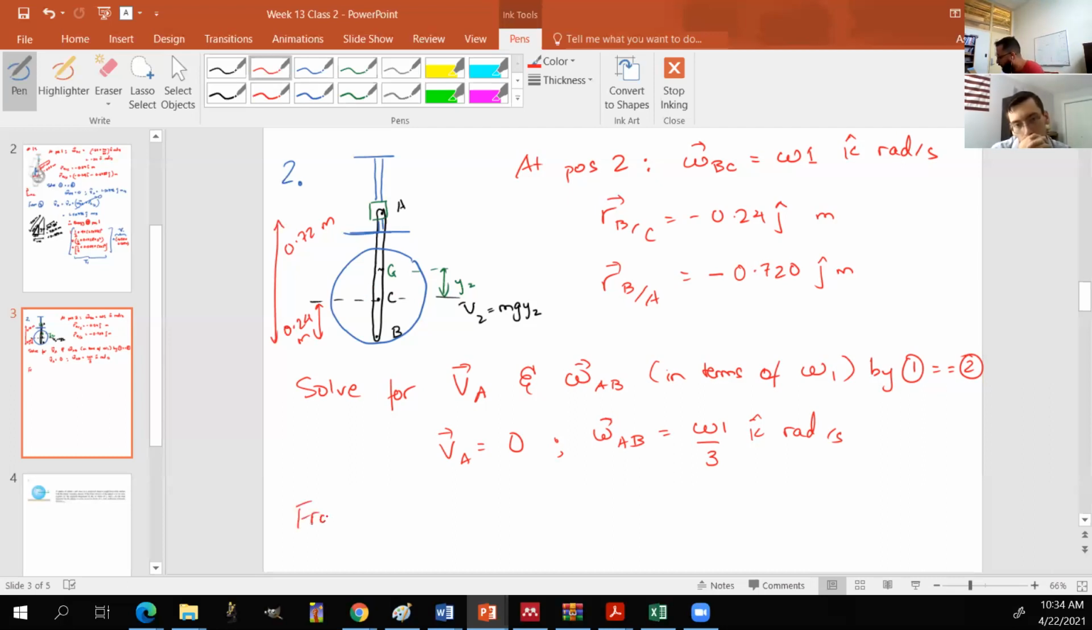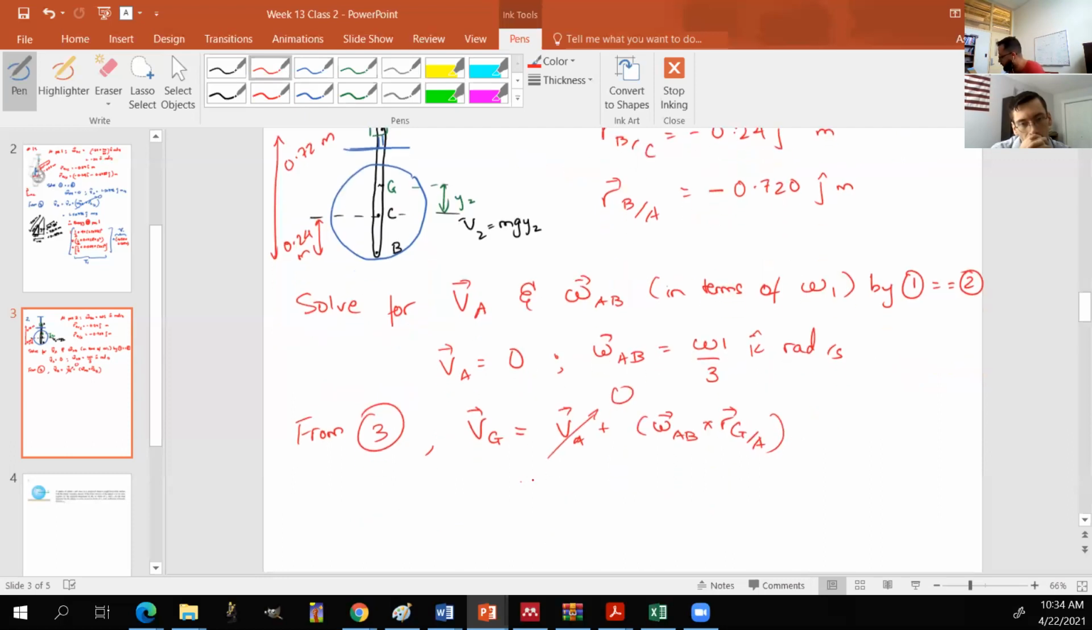Then from my expression number 3, I see that VG is equal to VA plus omega AB crossed with R of G relative to A. Now this term here, VA, is equal to 0. I did this one by hand, but you guys don't have to. You can do it in Mathematica. So that's just going to equal omega 1 over 3 multiplied by minus 0.36. Oh, I didn't, right. Ashish, you're using shortcuts over here.